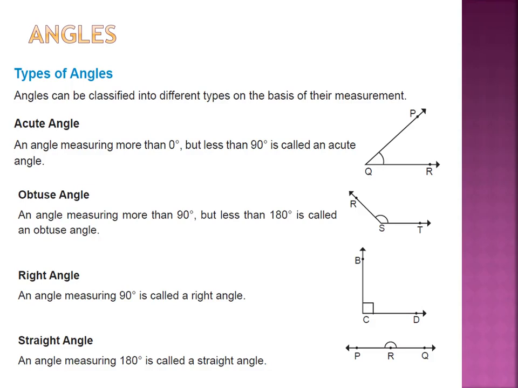The third is right angle. An angle measuring 90 degrees is called a right angle. And the last is straight angle. An angle measuring 180 degrees is a straight angle.